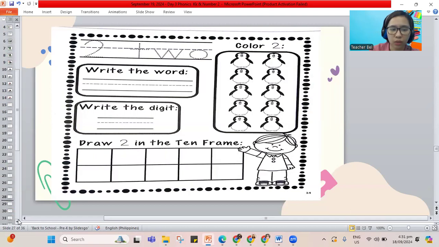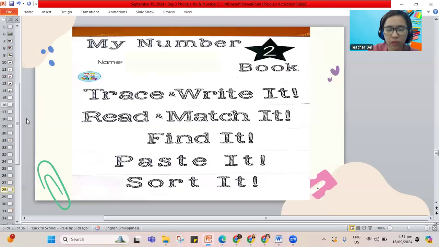Okay, I think we're done with this one. We're going to do your number book, number 2. Don't forget to write your name, and you'll need to practice tracing and trying to read and match on your own, okay? So let me erase this one. We have our number 2 booklet.